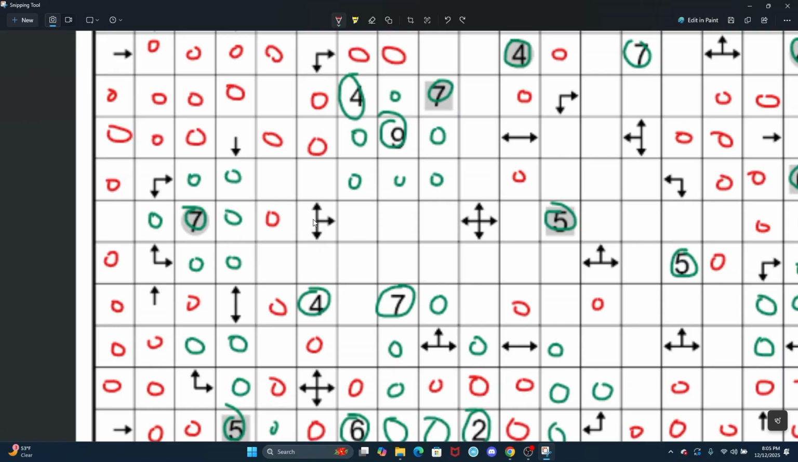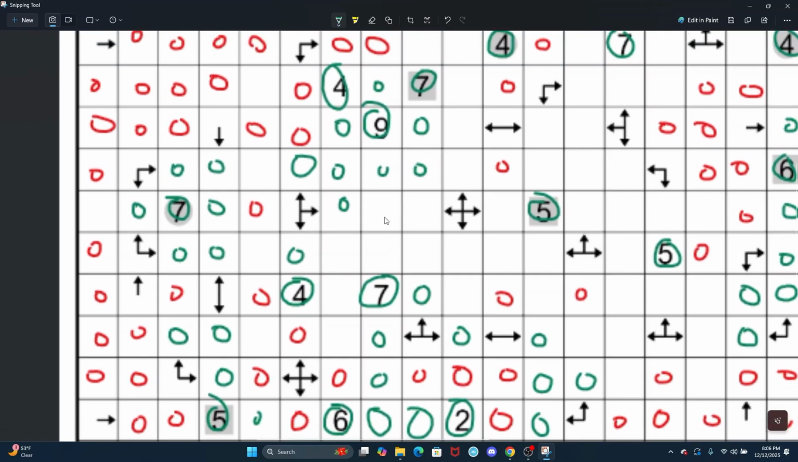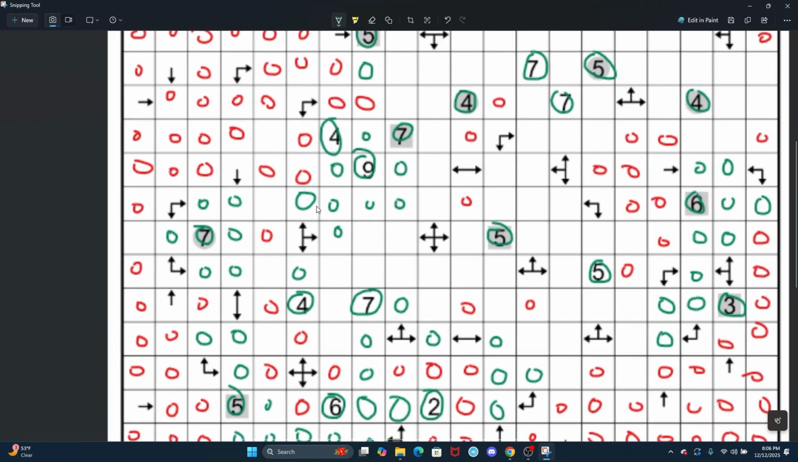So in rightwards and upwards, the closest green cell has to be within 2 cells away. But this cell is already marked red, so it can't be green. So that means that this cell has to be green, right? And so all of these must be green in order for all of them to be the same distance apart. So that helps a lot.